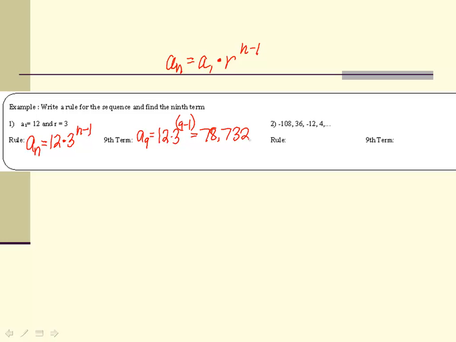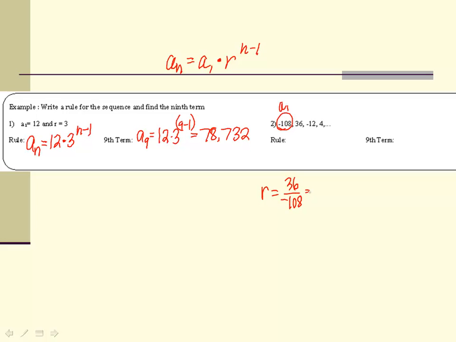Okay, now take a look at 2. Here's what's different. I don't give you the r, but I do give you the first term. The negative 108 here is a sub 1, our first term. But our goal is to figure out what r is. In order to find r, we take the second term divided by the first term.